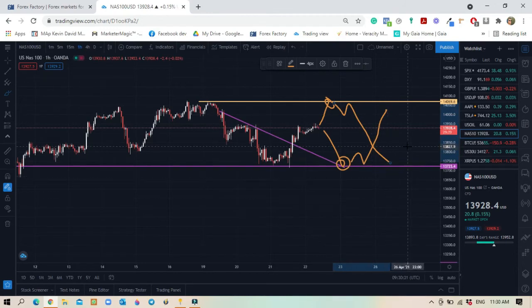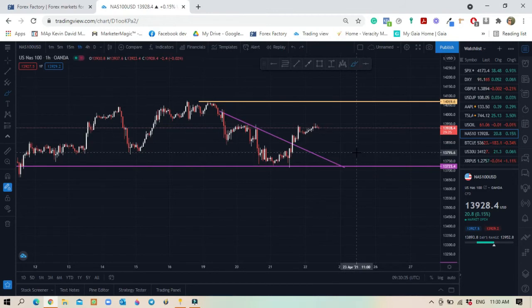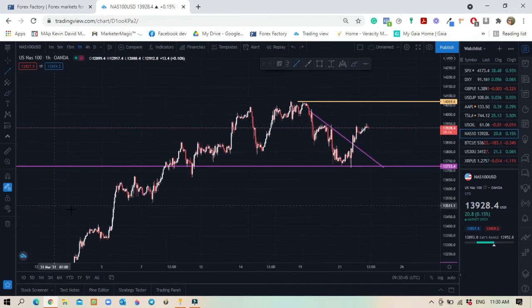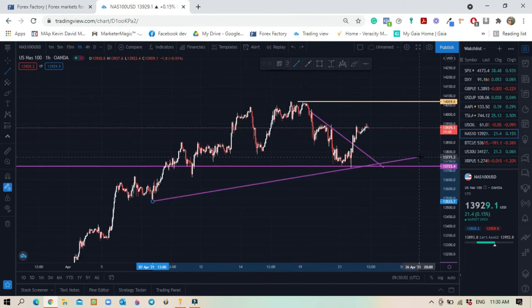That is all we need to look for. Okay guys, now how do we get even better at making sure that our entry is good? We take our trend line from the last area. See here, we have an impulse structure. Then we're moving this to here.